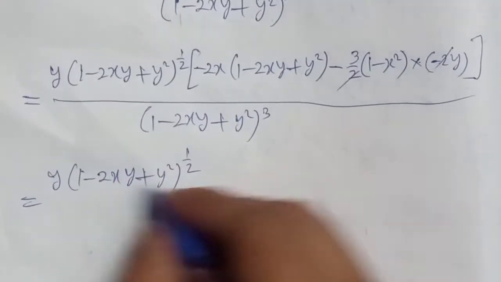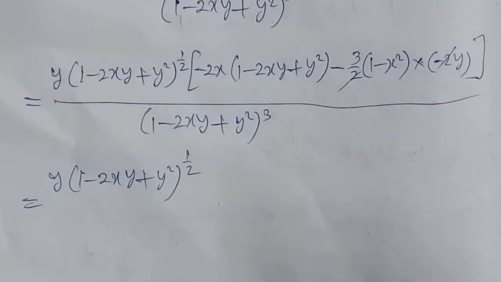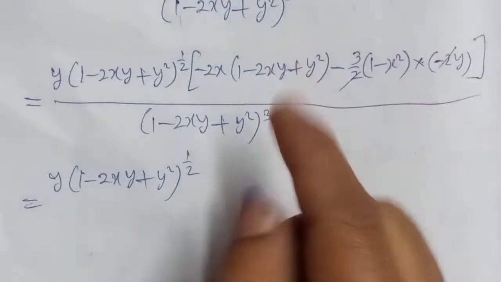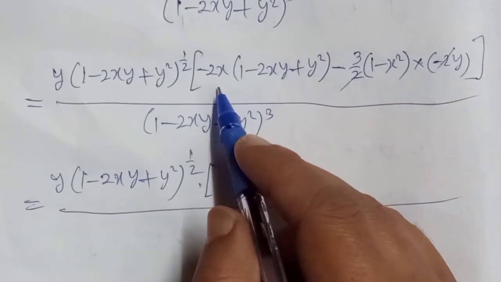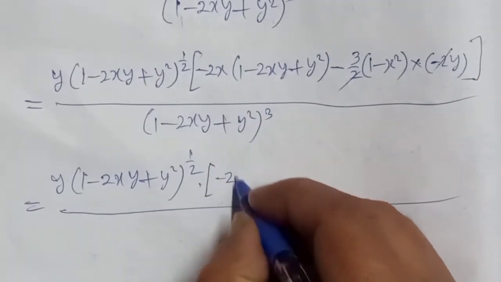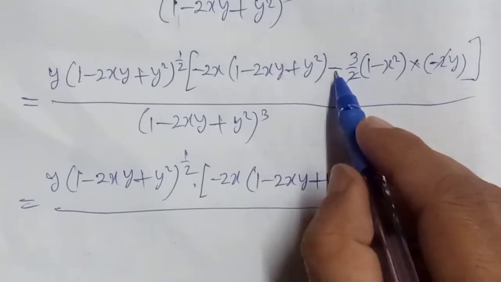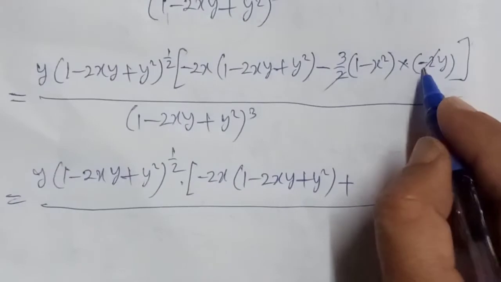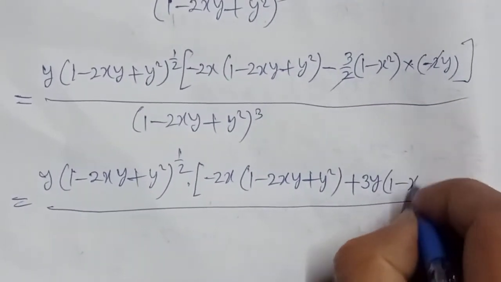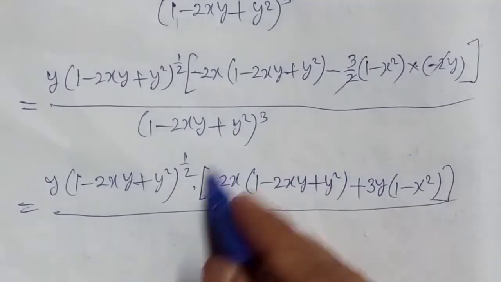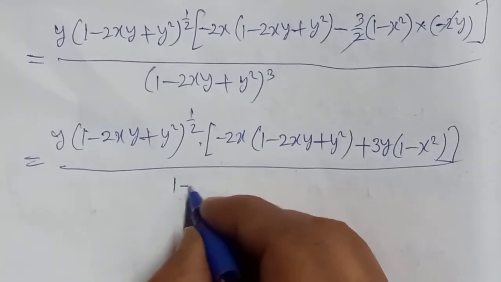As you know, the value is equal to the first term, which we have to prove in the left hand side. Because this calculation is very long, I write minus 2x and 1 minus 2xy plus y square. I change this sign and write 3y first and 1 minus x square. We can also solve this value.